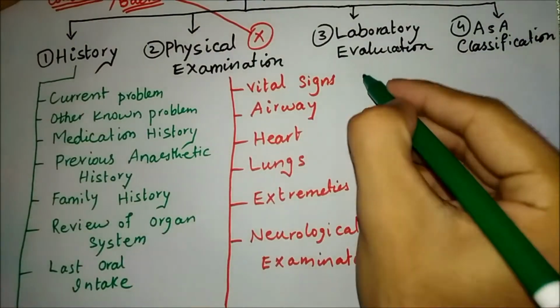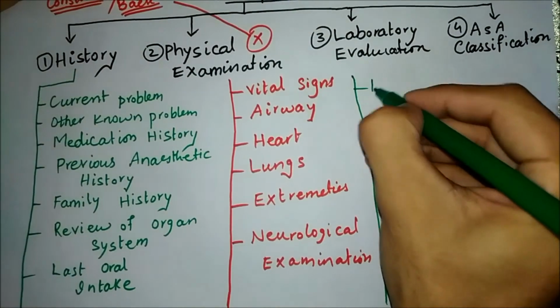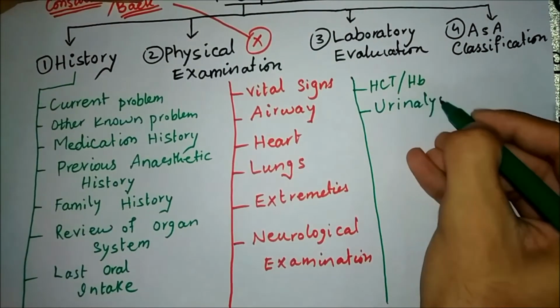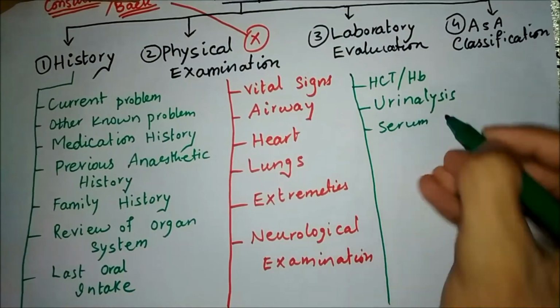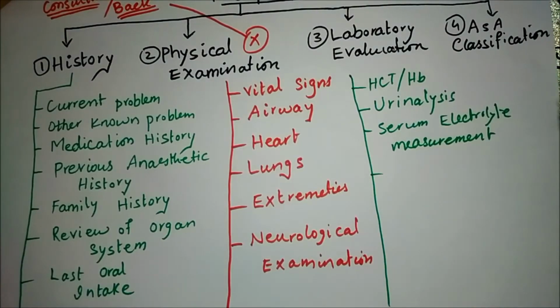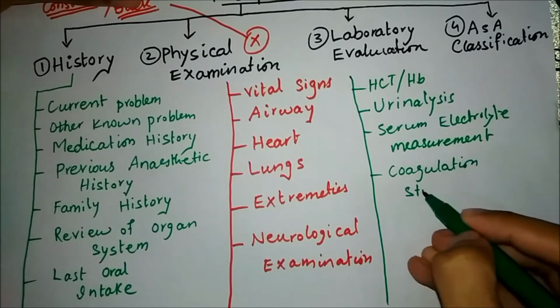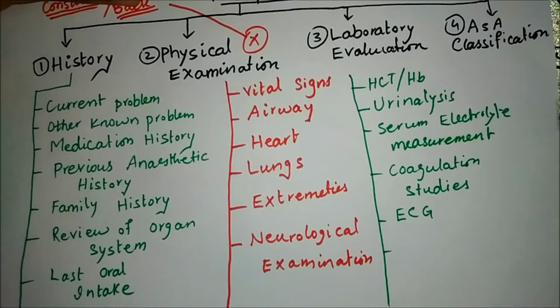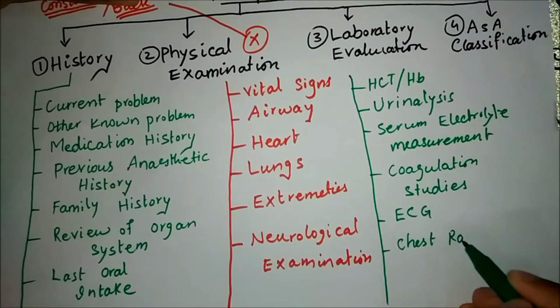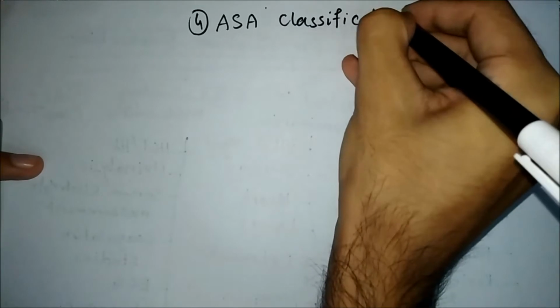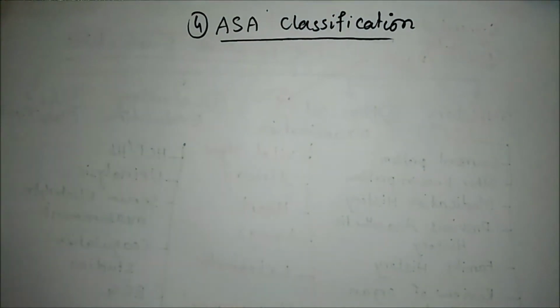An asymptomatic patient should not be recommended for any of the testing, but many physicians still order some tests like hematocrit count, hemoglobin count, urine analysis, serum electrolyte measurement, coagulation studies, electrocardiogram, chest radiograph, etc. But if the patient is in optimal condition in history and physical examination, you should not be ordering any of the tests because they could be expensive.